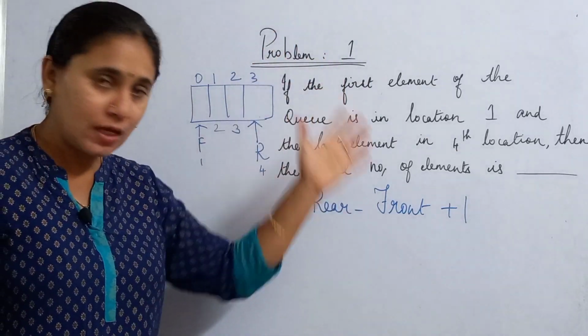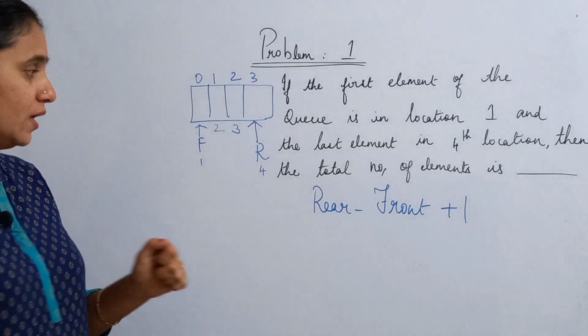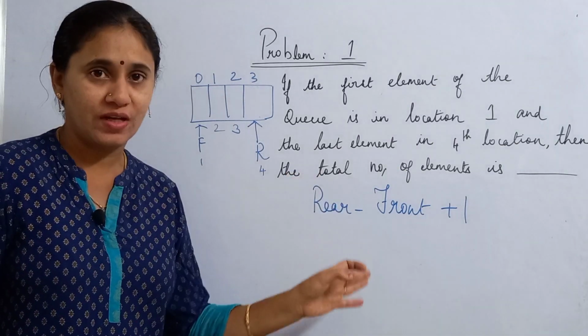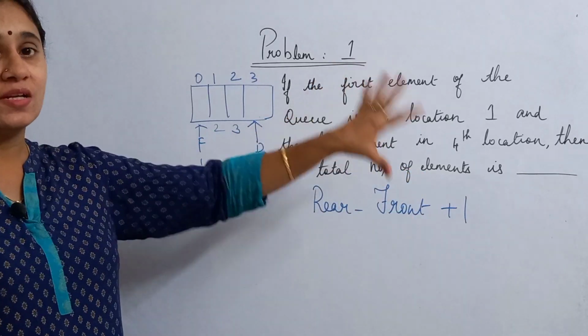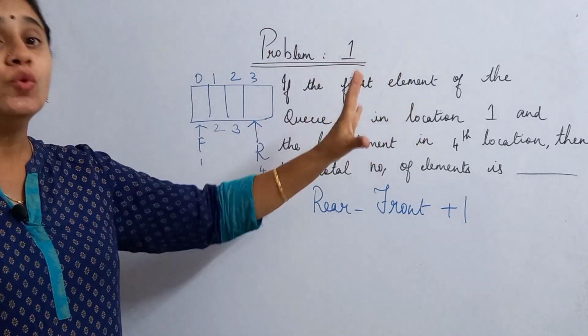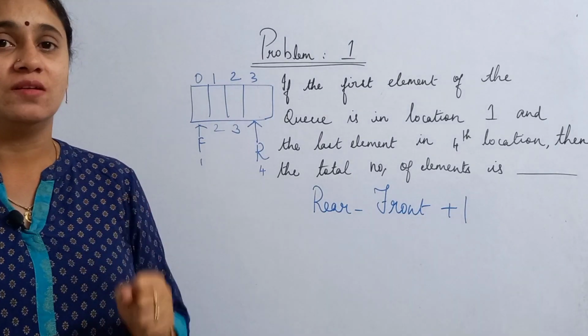Okay, for the same type of question pattern you can use this formula. The formula is rear minus front plus 1. By substituting all the values given in the question, you can determine the total number of elements present in the queue.